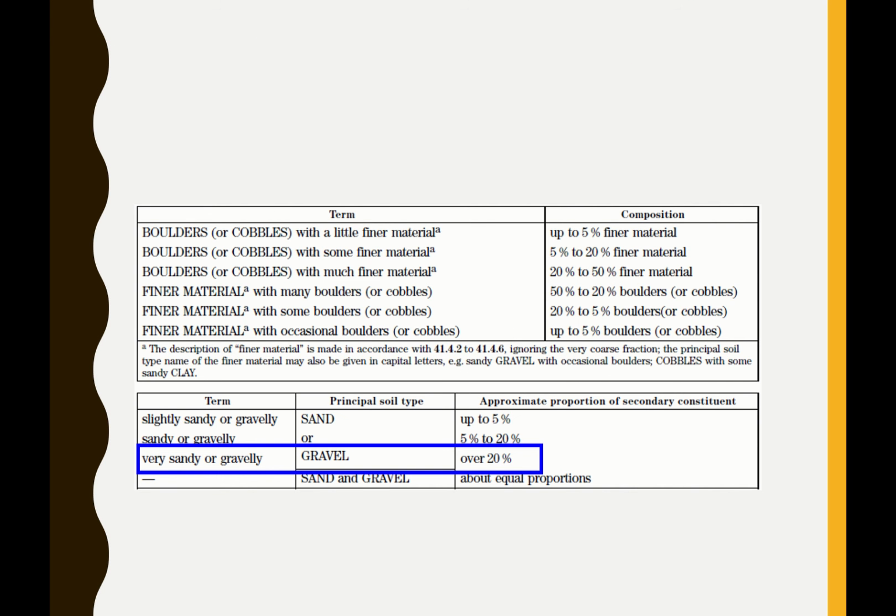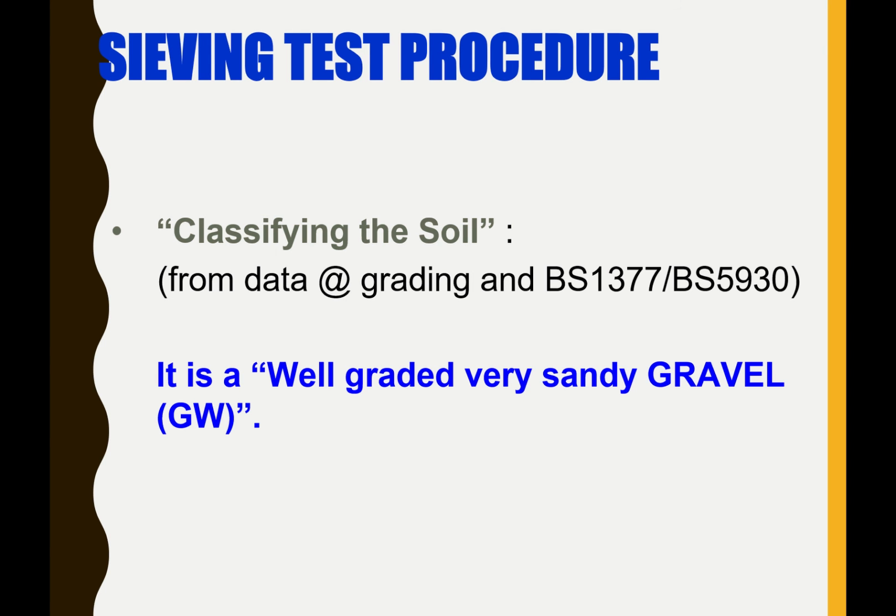And you can also refer to another standard which denotes this type of soil as very sandy or gravelly when we have over 20% approximate proportion of secondary constituent. So for classifying the soil grading from BS 1377 and BS 5930, to name the soil very specifically, we have the well graded very sandy gravel.